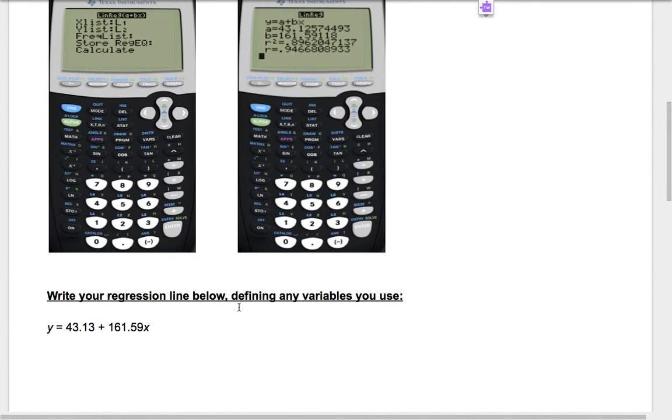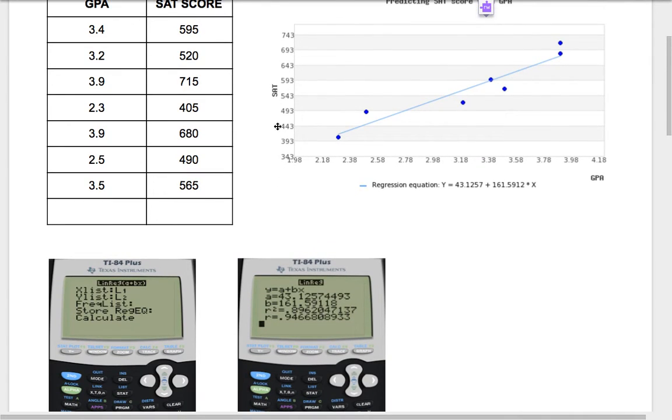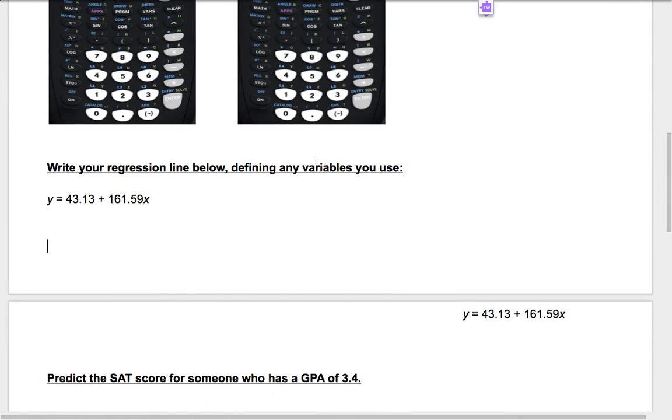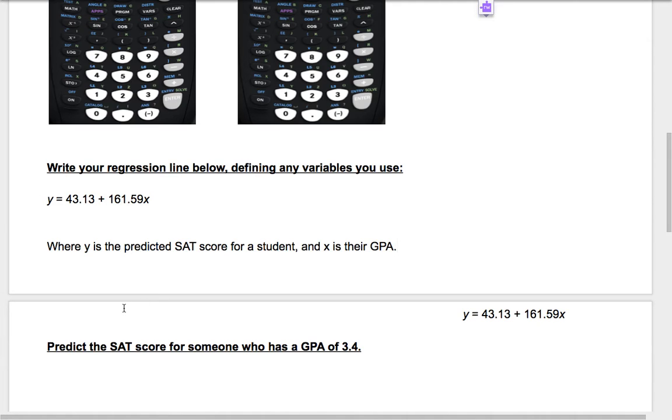And then it says define any variables you use. So we know the a and the b here. What we need to define is what's y and what is x. What do those represent in our equation? And if you remember, our y values are SAT score, our x values are GPA. So I'm going to say where y is the predicted SAT score for a student, and x is their GPA. Just like that. Now we can use this equation to make predictions.